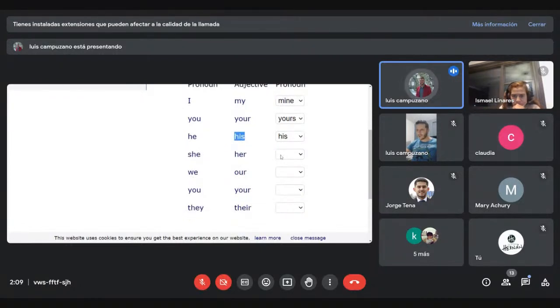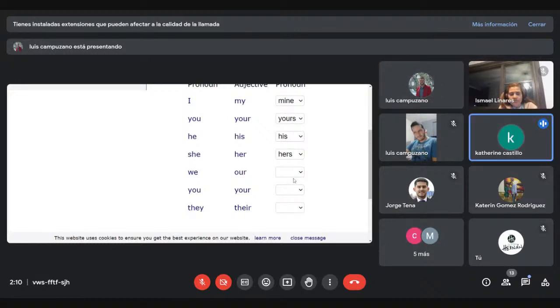The next one is for Catherine Gomez. Catherine Gomez, what's the possessive pronoun of she? Hers. Very good. Miss Castillo, Catherine Castillo, we, our, what is the possessive pronoun of we? Ours. Very good.